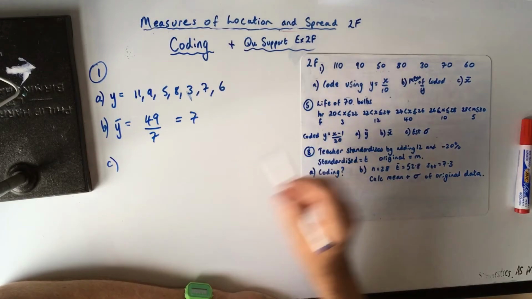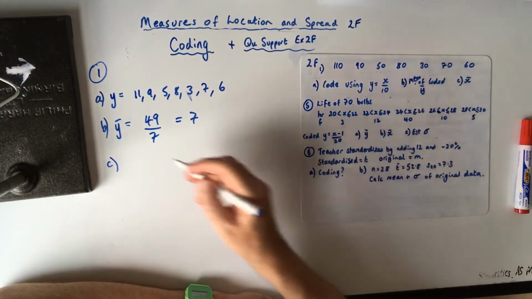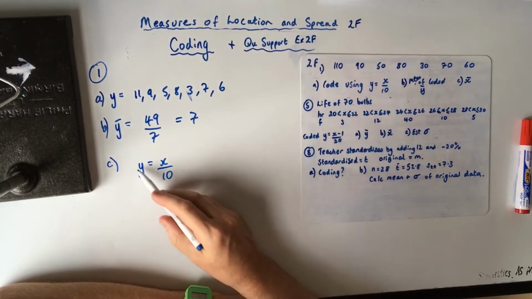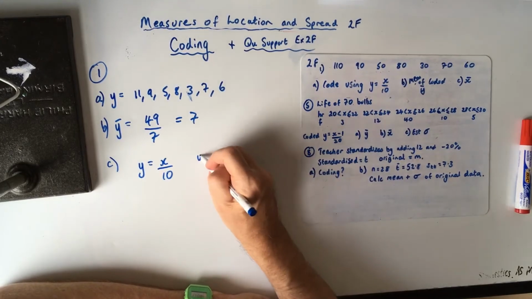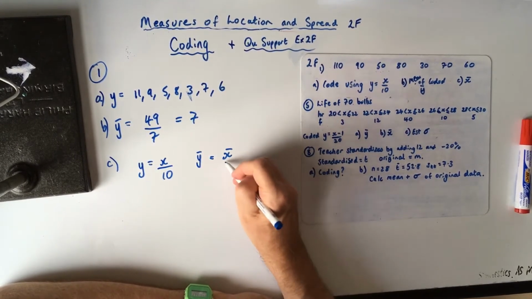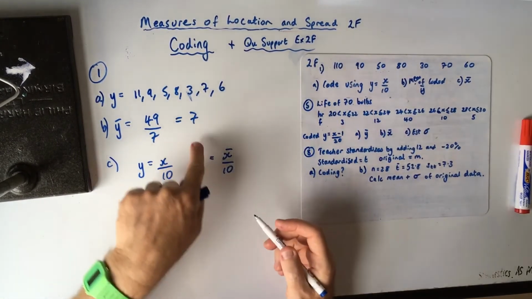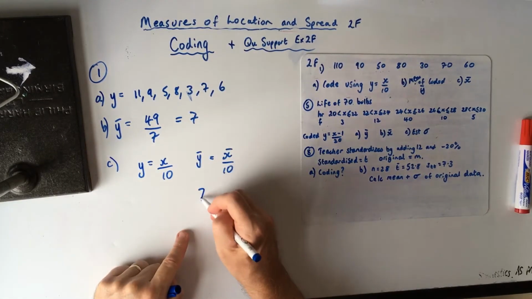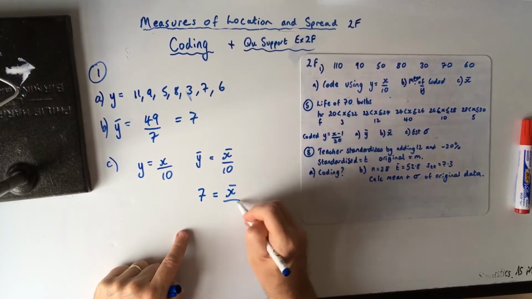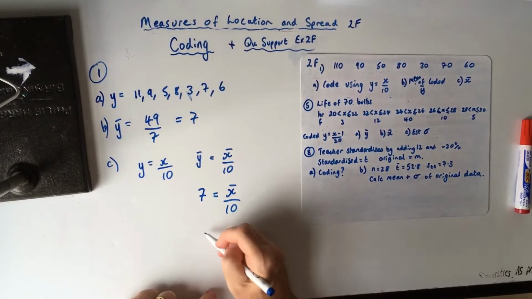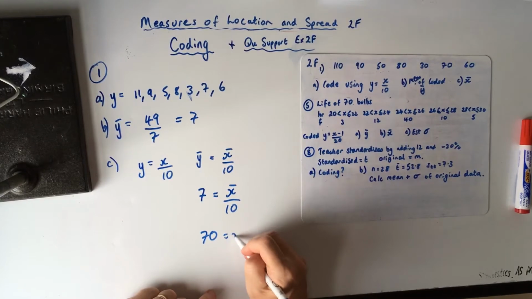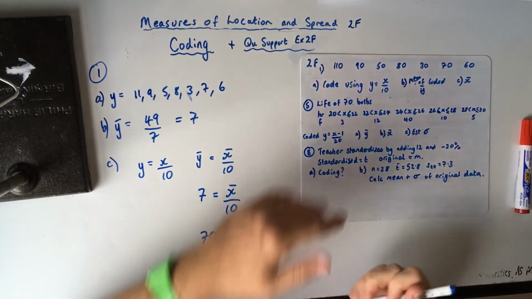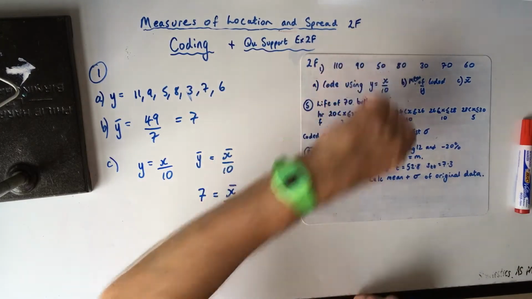And C, okay, what's the coding formula? So the coding formula, what do we do to those numbers? We divide it by 10. So if y equals x divided by 10, then y bar is equal to x bar divided by 10. Now we've got y bar, we've got the mean of the coded numbers is 7. So 7 is equal to x bar over 10. So times both sides by 10. So it makes sense, doesn't it? The mean of those original numbers would be 70. So we just reverse that there.